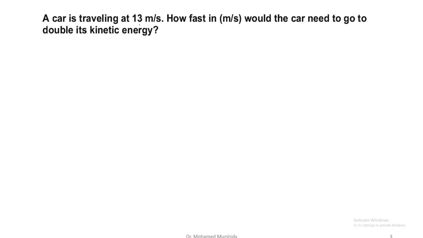When it moves with 13 meters per second, the kinetic energy, let us say KE, is half m v squared. Let us say that it's 13 squared. This is the kinetic energy.